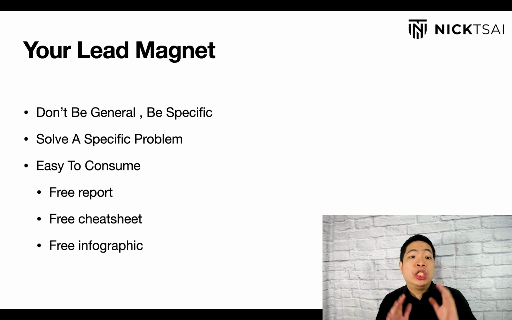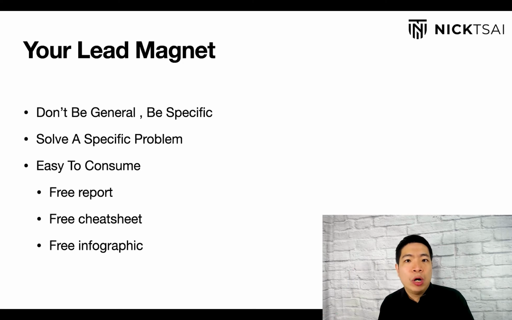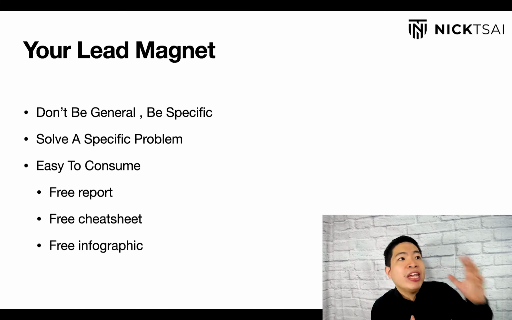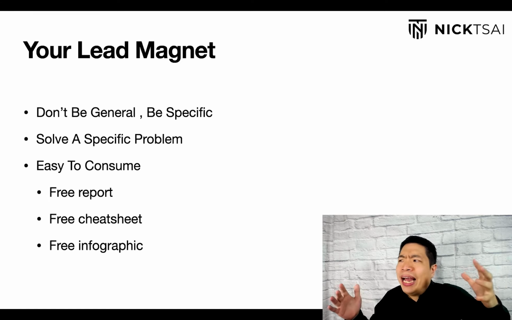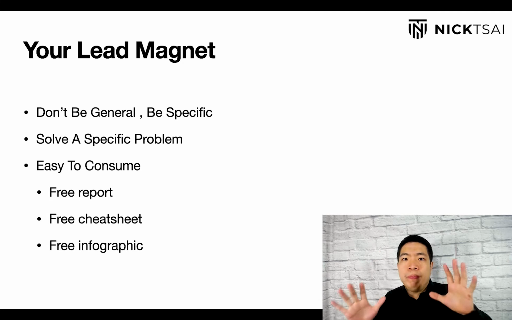So the first one is your lead magnet. It's something you give away for free, right? So one mistake people are making is they give away something too general. They say, hey, I want to give away a free ebook about how to lose weight. Guess what? People will think, okay, I can download that online easily, right? So you really want to be specific. You don't want to be too general.